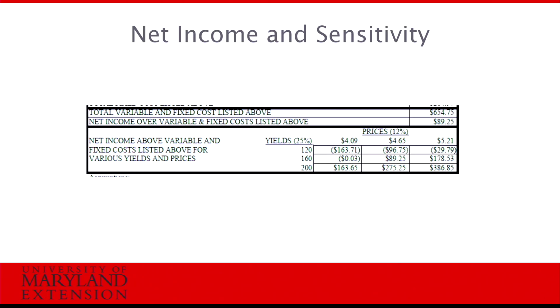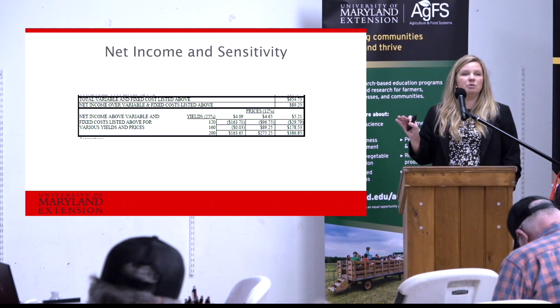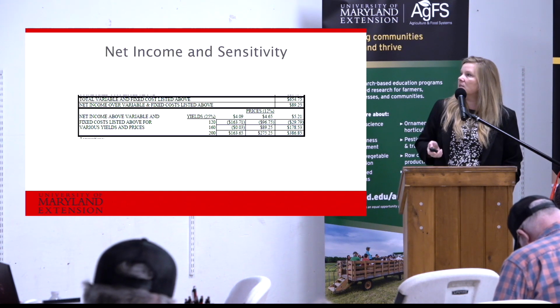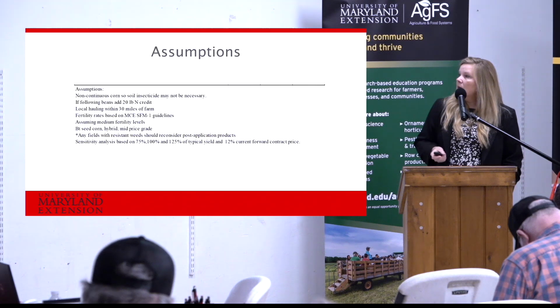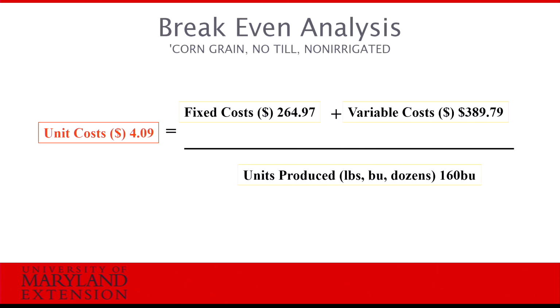At the bottom of the budgets, we also have an income and a sensitivity analysis. So it's like the what if. What if yields go up or down by 25%? And what if prices fluctuate up or down 12%? Those are at the bottom of each of the budgets. You can see the sensitivity analysis. We do list the assumptions so you understand where, hauling's within 30 miles, how we're making decisions on fertility, and those type of things. So the assumptions are listed on those budgets.